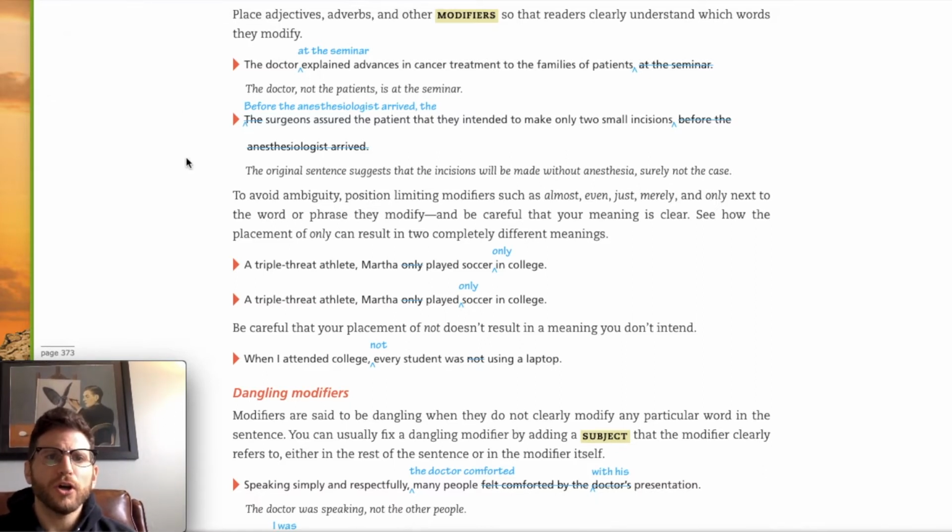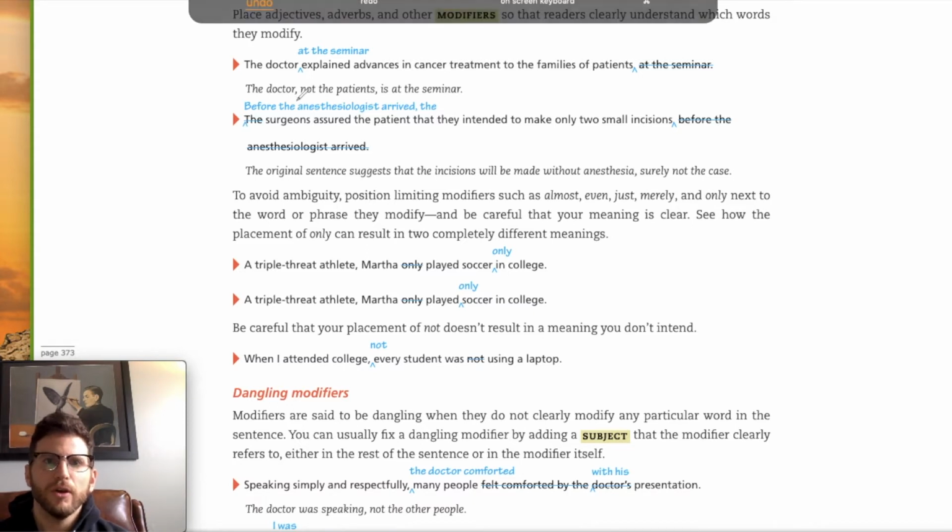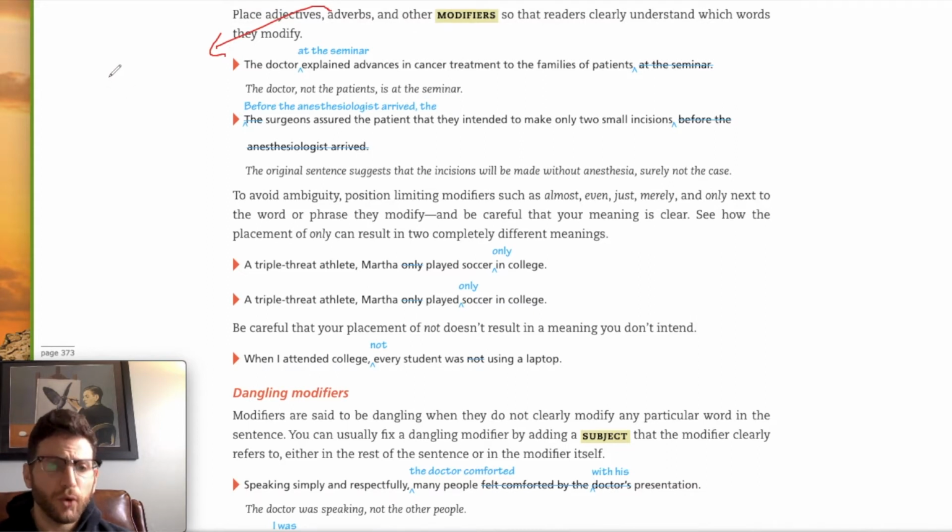And so when we're talking about a modifier, we're talking about a word or phrase that describes a noun or that describes a verb.